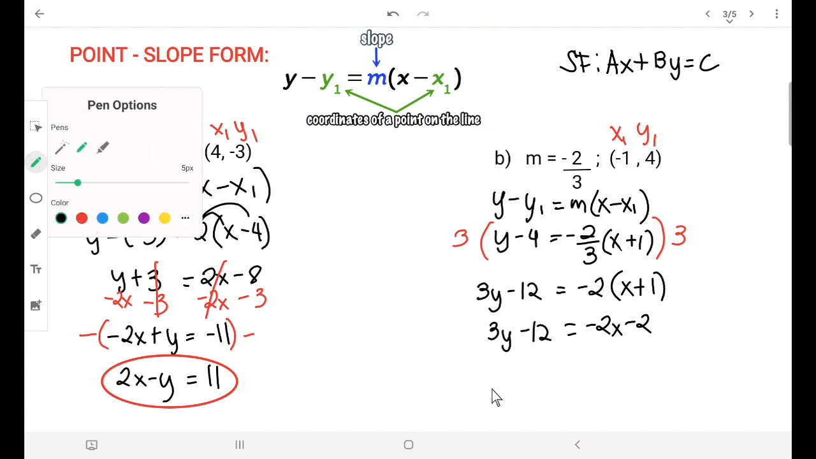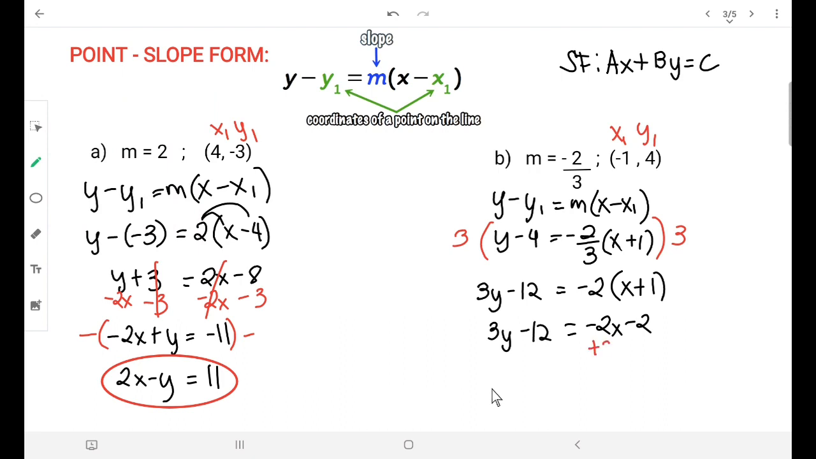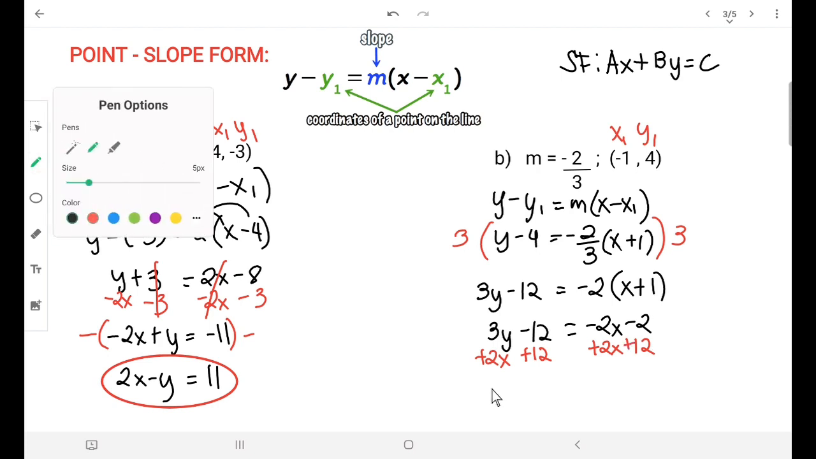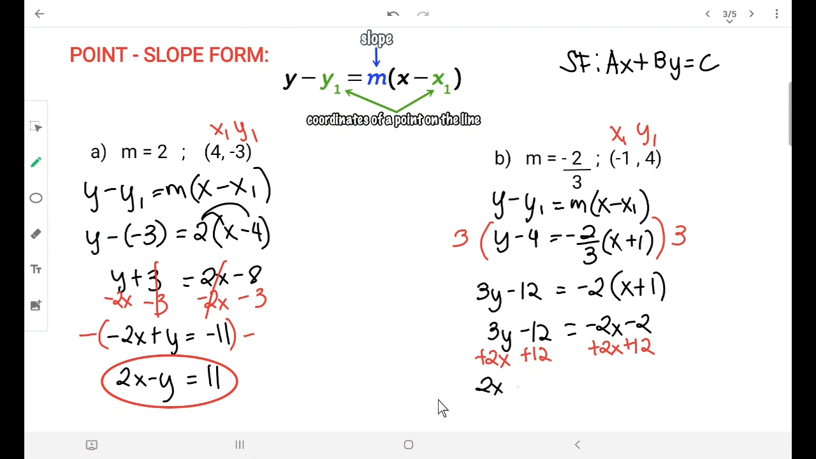So we have to transfer negative 2x to the other side. So we add positive 2x on both sides. So same thing here, negative 12. We have to add 12 on both sides. So we have 2x plus 3y equals negative 2 plus 12 is positive 10. So we're done.